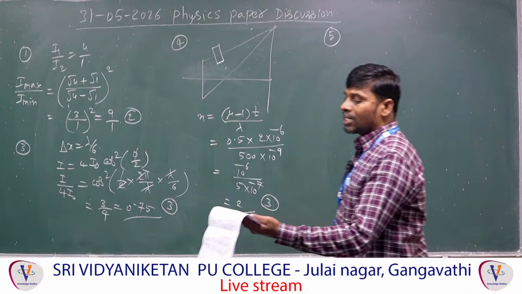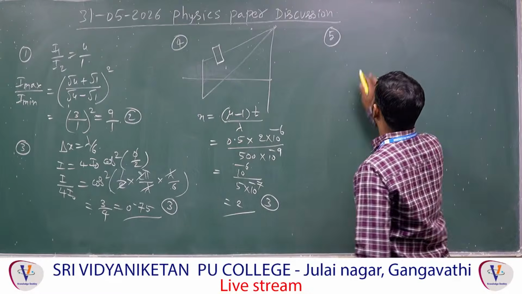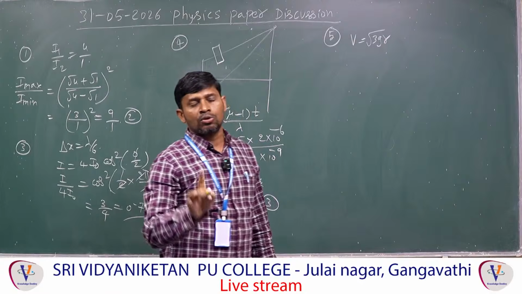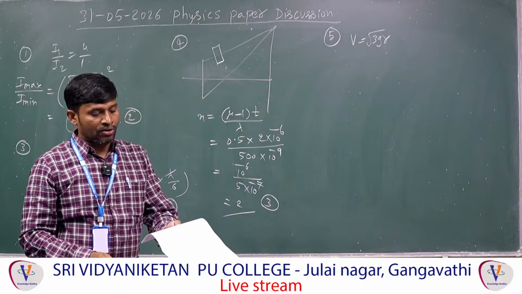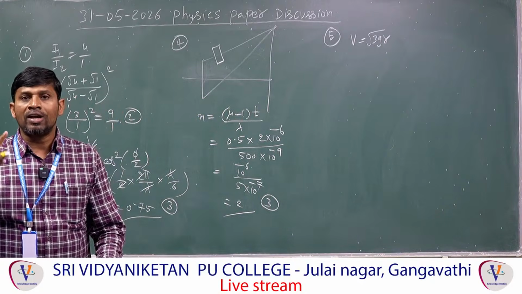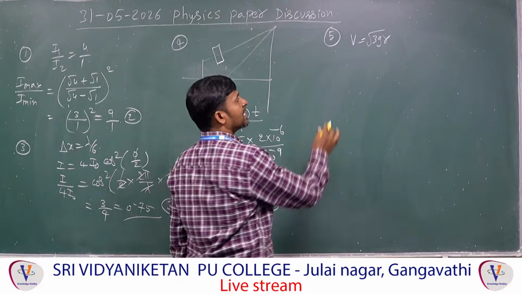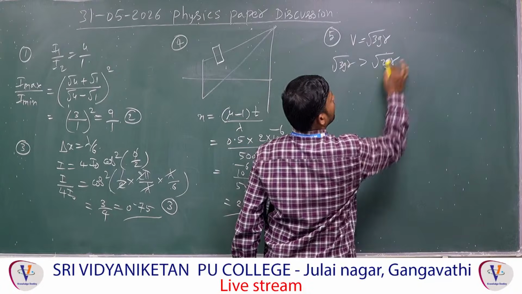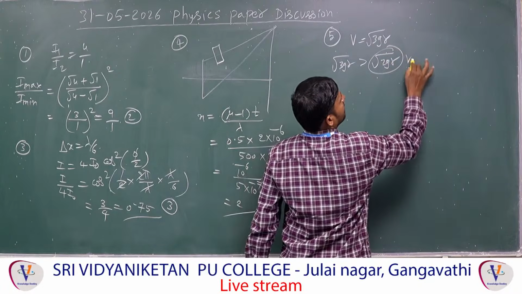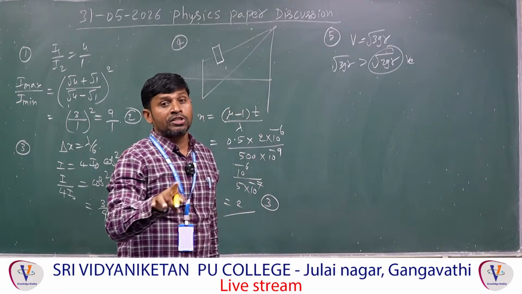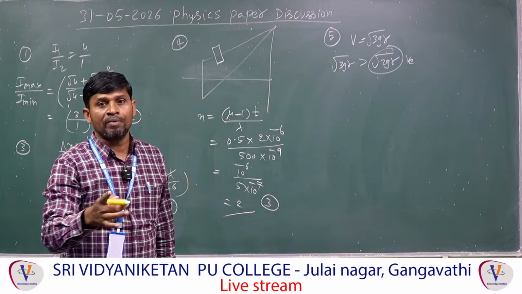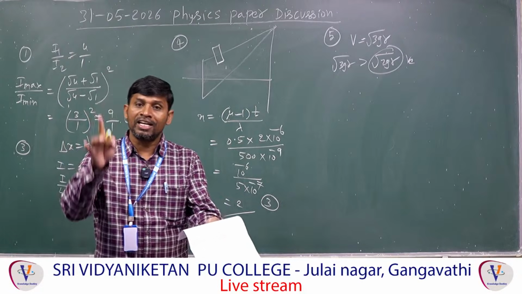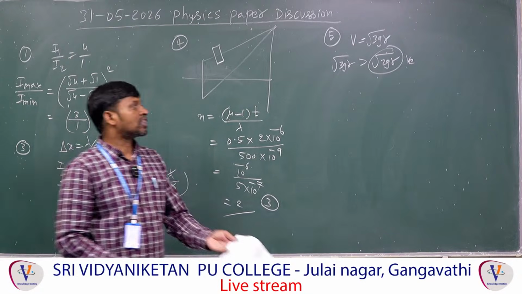If the projection velocity from the surface of the Earth is root 3 gR, now listen carefully. The velocity is root 3 gR. Root 3 gR is greater than the escape velocity, because root 3 gR is greater than root 2 gR, which is the escape velocity. If you project a body with a velocity greater than the escape velocity, it reaches infinite height. That's why the height is infinitely large, like the fourth option.